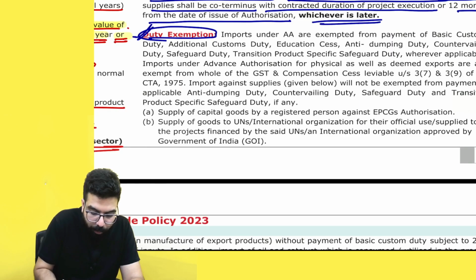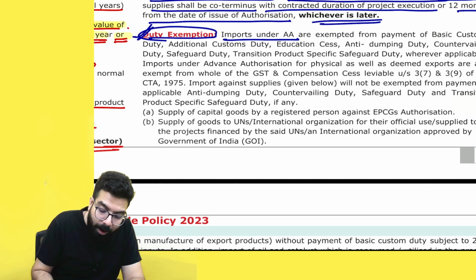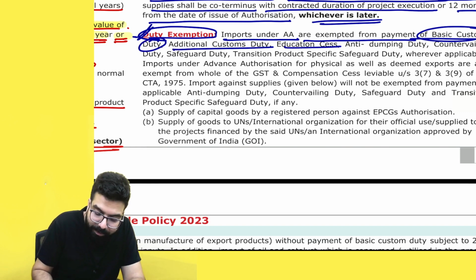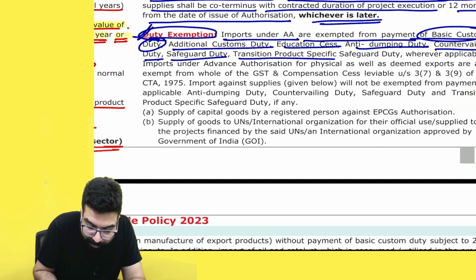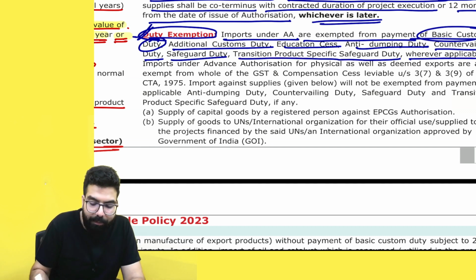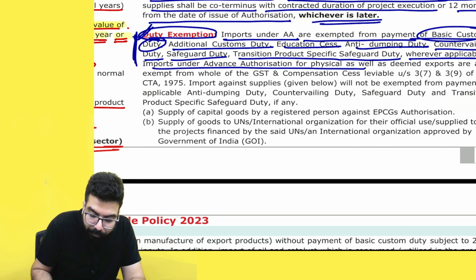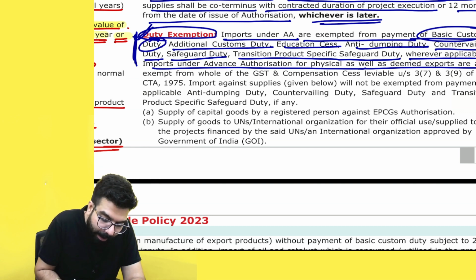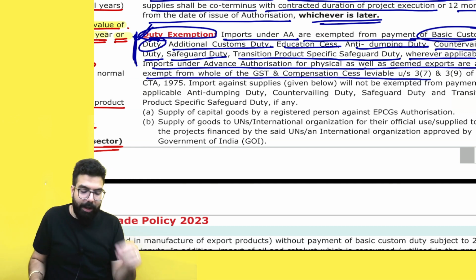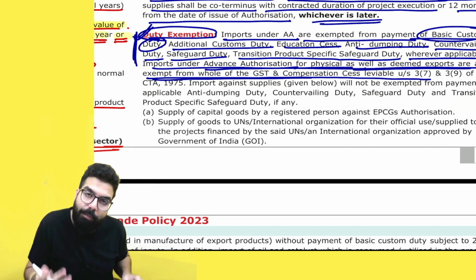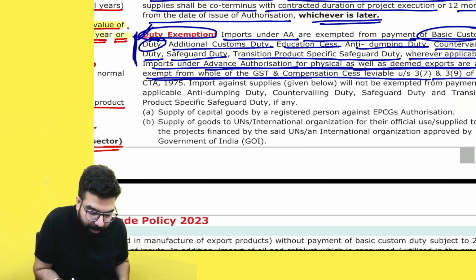They are telling over here, imports under advance authorization are exempted from the payment of basic customs duty, additional customs duty, education cess, anti-dumping duty, countervailing duty, safeguard duty, transitional product safeguard duty. Wherever applicable, all these duties will be exempted. Imports under advance authorization for physical as well as deemed export are also exempted from the whole of GST. Also exempted under 3.7 and 3.9.